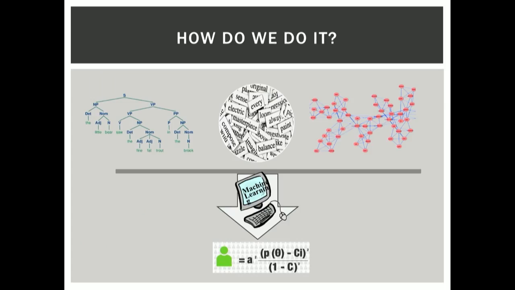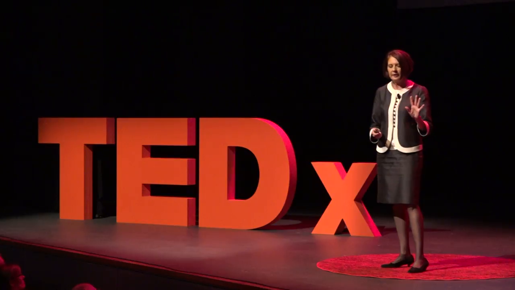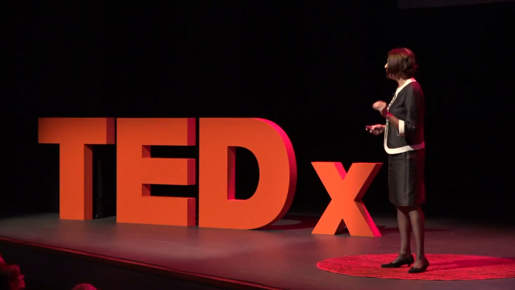How do we do it? Well, we take all those features. We take the multidimensionality of language. We take that, we use machine learning, and we create algorithms. And those algorithms predict what people are doing, what people are thinking, and what their abilities are. So language is revealing, but language is also powerful.